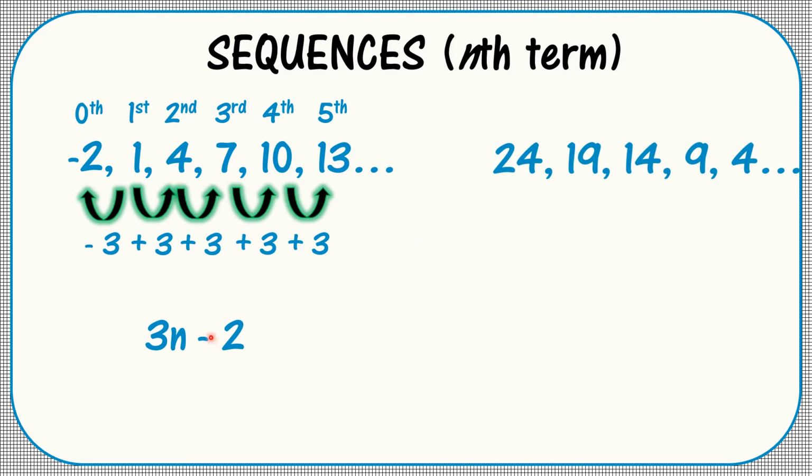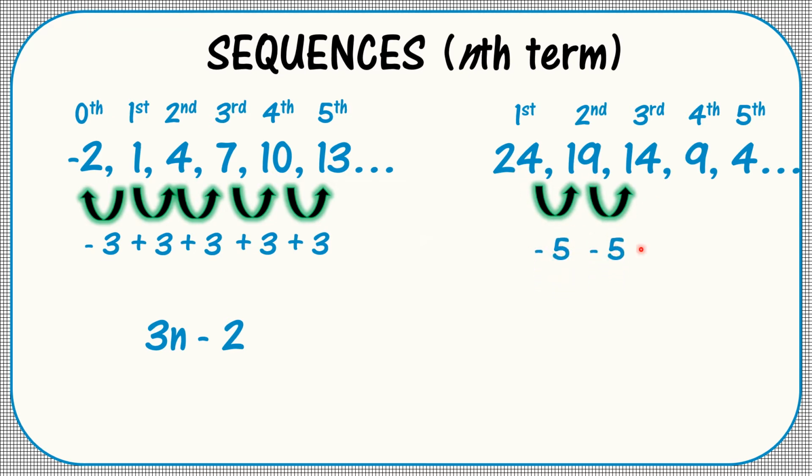Let's go through another example. We got 24, 19, 14, 9, and 4. This sequence is going down, but you will apply the same rules. How do we get from 24 to 19? Minus 5. How do we get from 19 to 14? Minus 5. So on and so forth. So this is the number you put in front of n. So it is minus 5. So you have to put the number minus 5 in front of n.